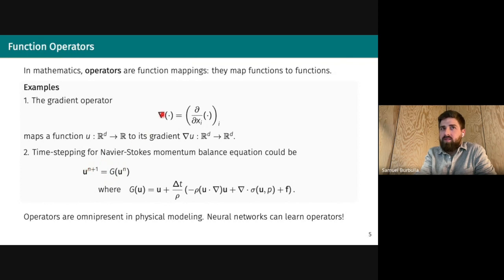They are omnipresent. That's not only derivatives, but there are also much more complicated operators like this operator here. And the interesting thing is that neural networks can learn operators. And we will have a look at how this works, how it performs, and what specific properties of these approaches are in the next section.